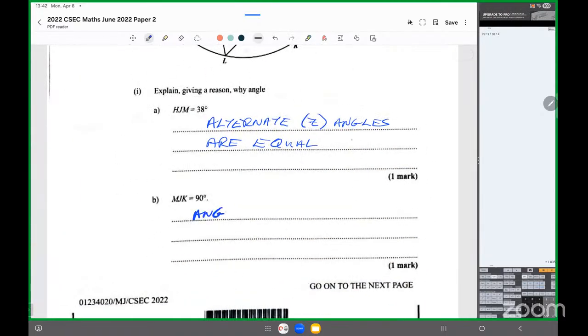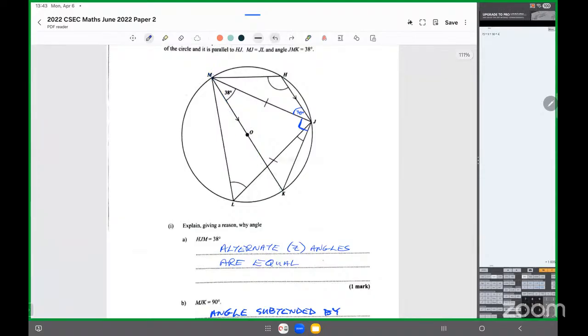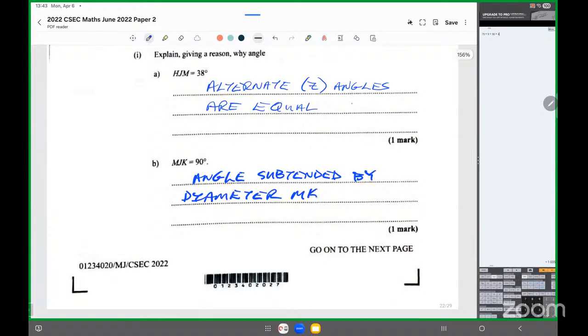Angle subtended by diameter. What's the name of that diameter? That diameter is MK. Angle subtended by diameter MK is 90 degrees. That's the diameter rule. All right, that's the reason why it is 90.